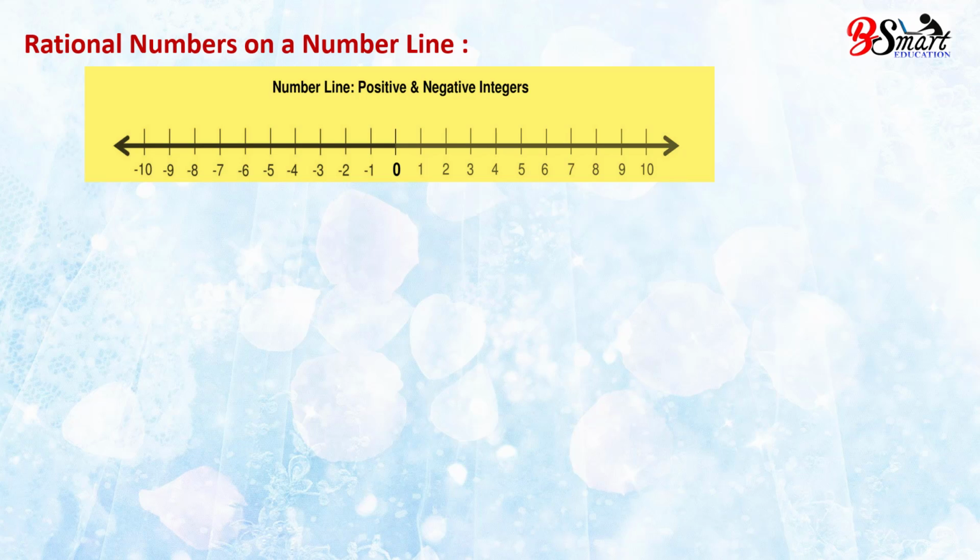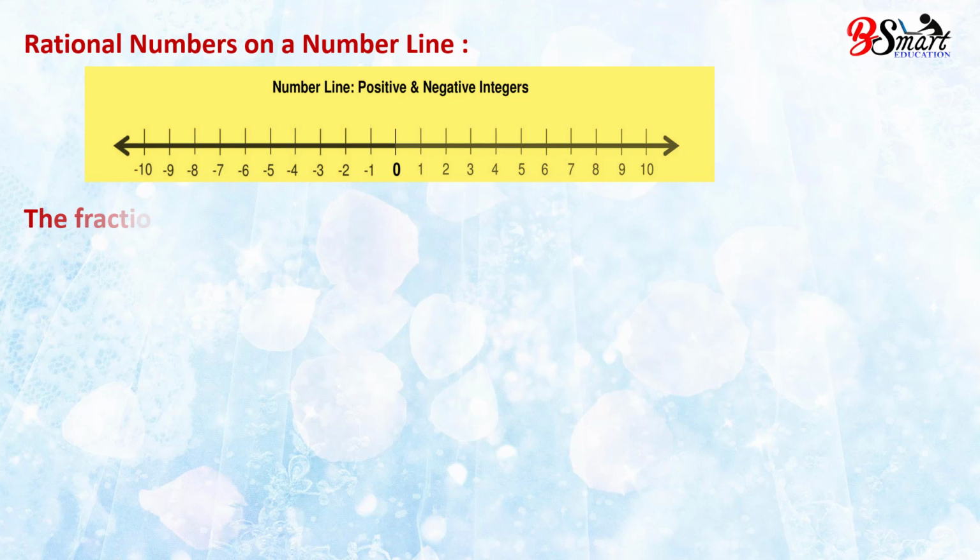Similarly, minus 2 and plus 2, minus 3 and plus 3, minus 4 and plus 4, etc. are pairs of numbers which are equidistant from 0 and lie on the opposite sides of 0 on the number line. We have also learnt how to represent fractions on the number line.